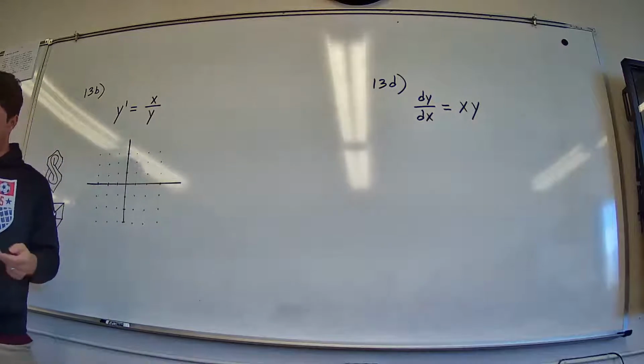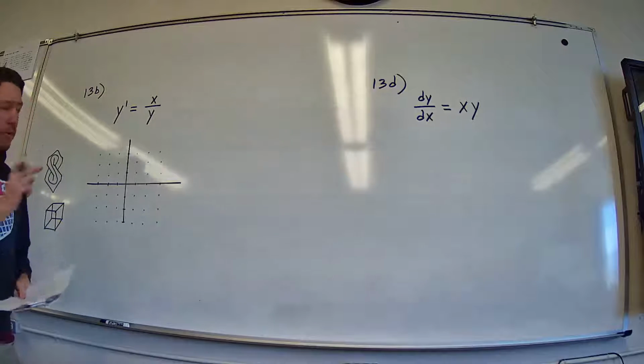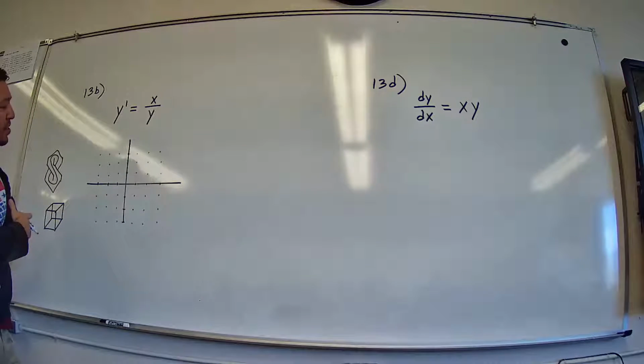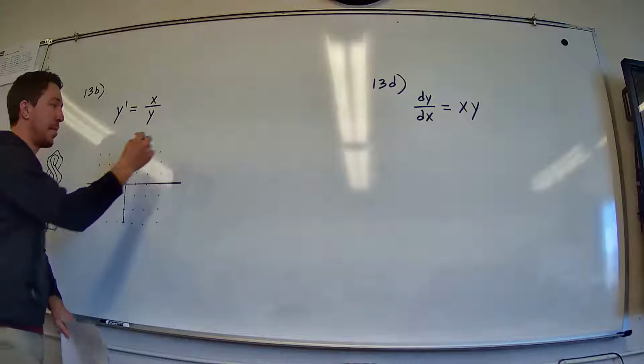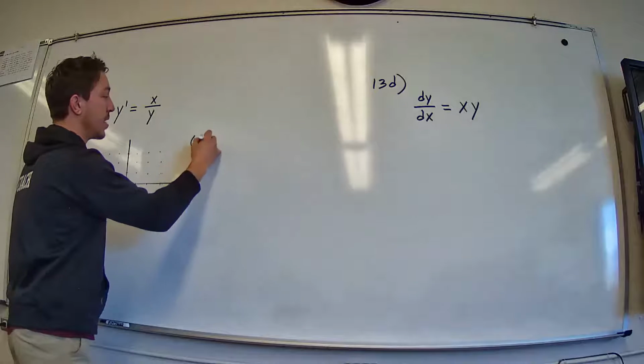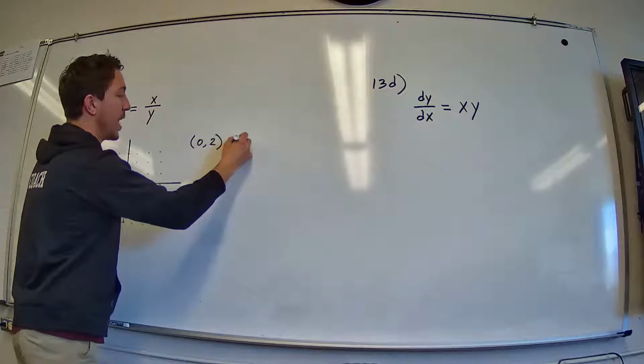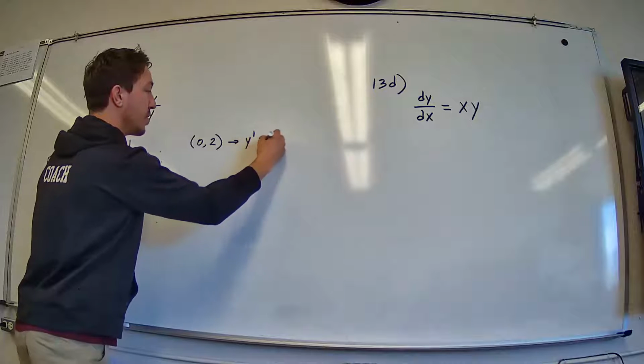X over Y. So, where's a point where this would have a slope of, I don't know, 0? Either X or Y equals 0. How about an example like the point X is 0 and say Y was 2, that would give me a slope of 0, right?